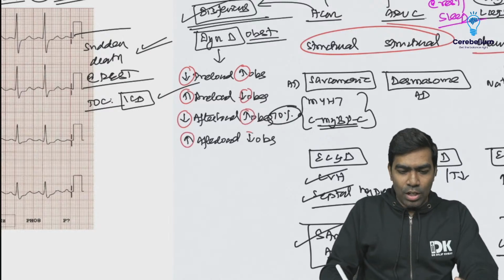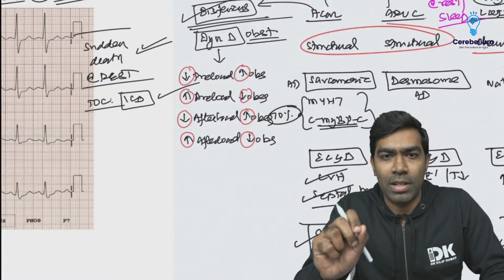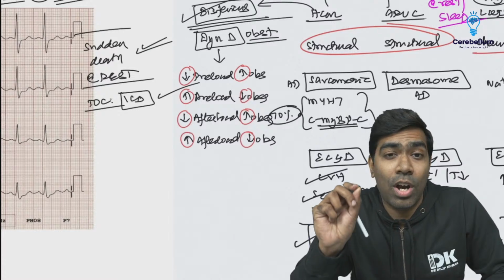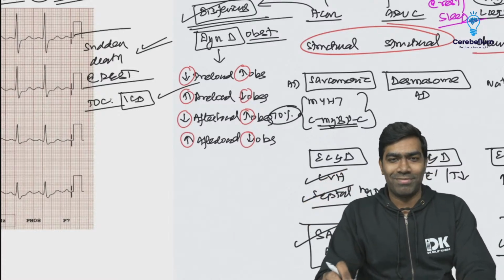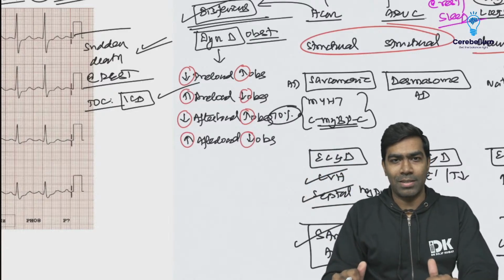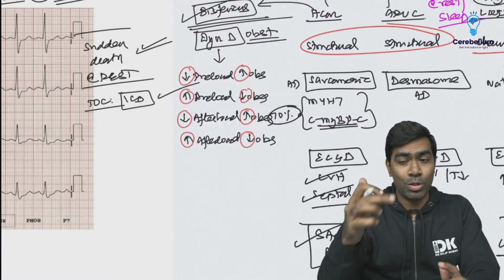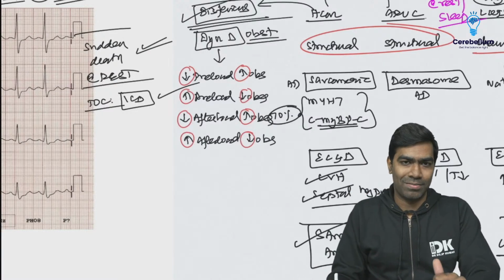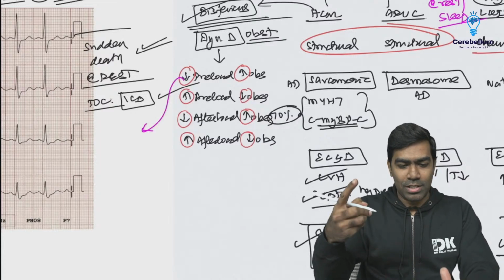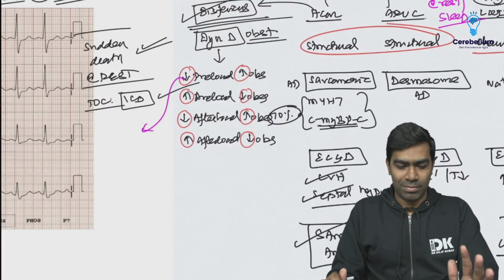That is why don't remember HOCM as hypertrophic obstructive cardiomyopathy. Remember HOCM as hypertrophic opposite cardiomyopathy. Because when preload or afterload decreases, obstruction increases. When preload or afterload increases, obstruction decreases. So remember it as hypertrophic opposite cardiomyopathy. I think you can get it. So what are the conditions that reduce the preload, and thereby increase the obstruction and increase the murmur?